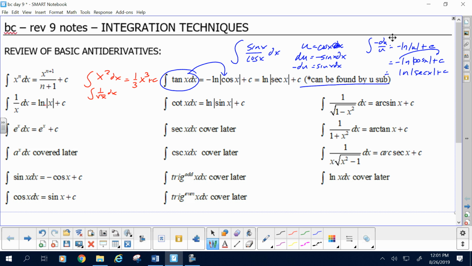Cotangent is log of sine. Again, if you don't remember it, you can get it by u sub.